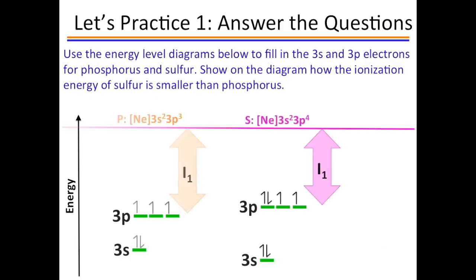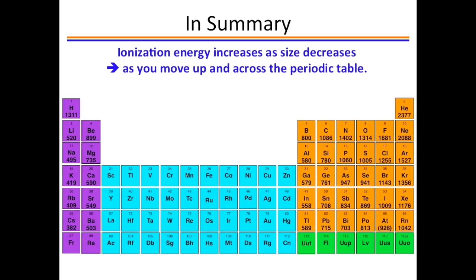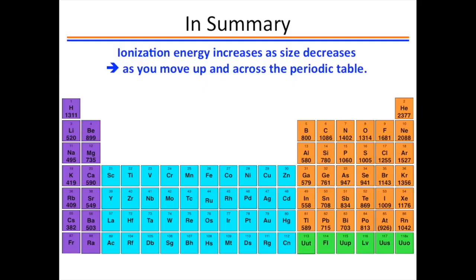Here is the solution. Sulfur has a slightly smaller ionization energy due to the increase in electron-electron repulsions that cause the 3p orbital energies to be higher than expected. So where are we? In general, ionization energy decreases as the size of the atom or ion increases. So ionization energy decreases as we go down a group and generally increases as you move across a period.